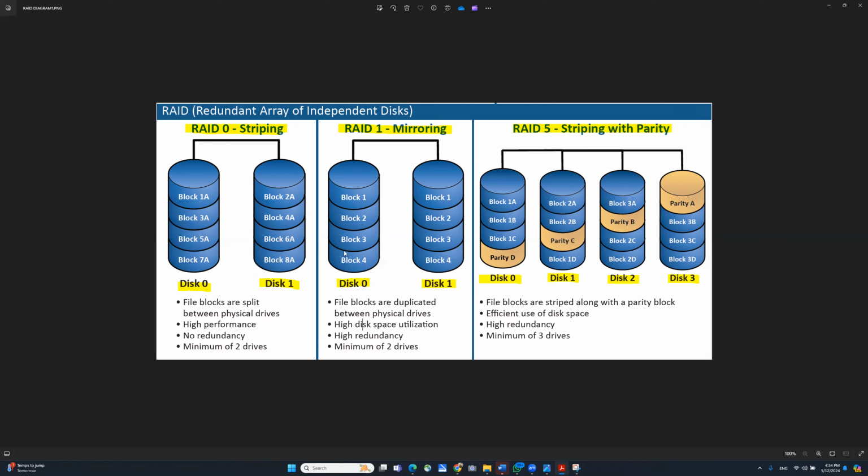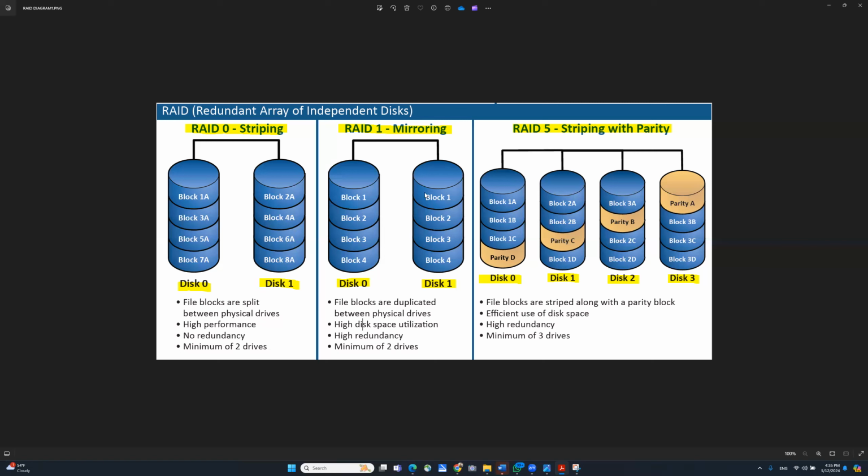RAID 1 again is mirroring. You have disk 0 and disk 1, and the file blocks are duplicated. Whatever is in block 1 on this drive is also on the second drive. Block 2 is on the second drive, and so on. So you have high disk space utilization, meaning that if you have 10 gigs of data that you want to back up, you would need two drives, each with a minimum of 10 gigs. So you will need a combined 20 gigs of space. So it's more costly than the others.